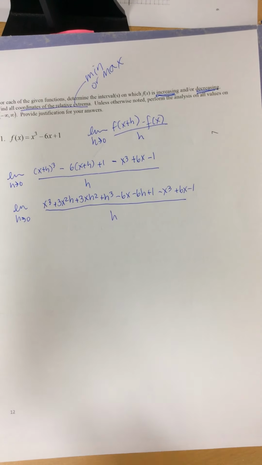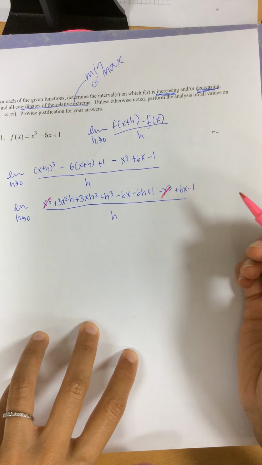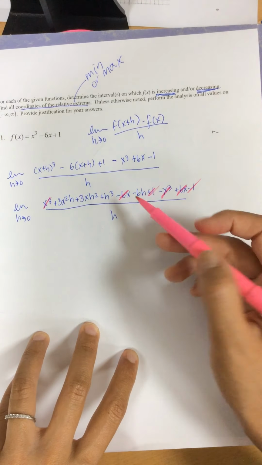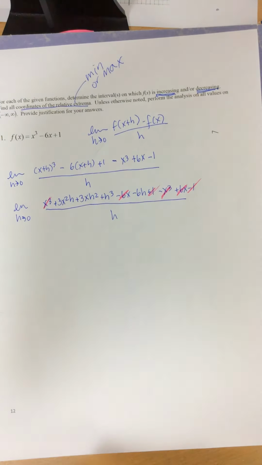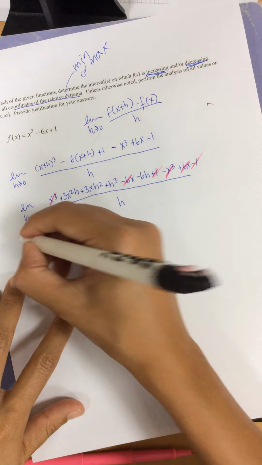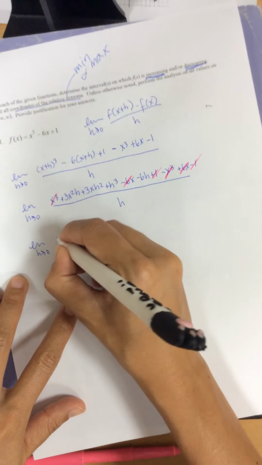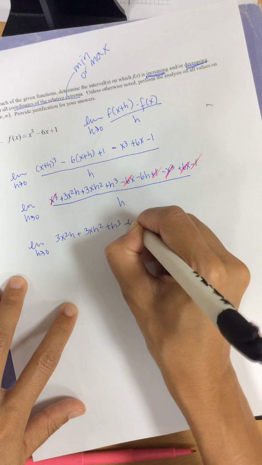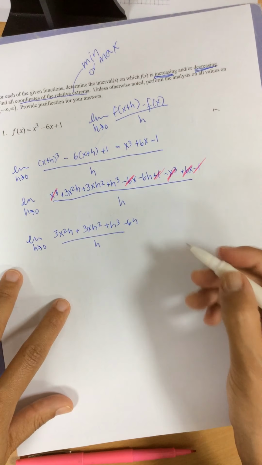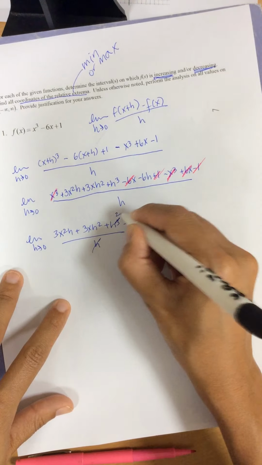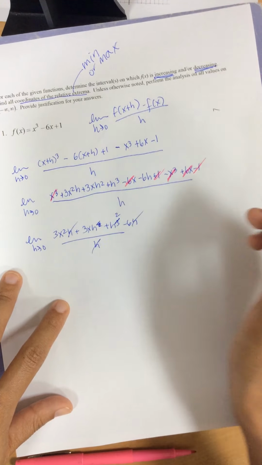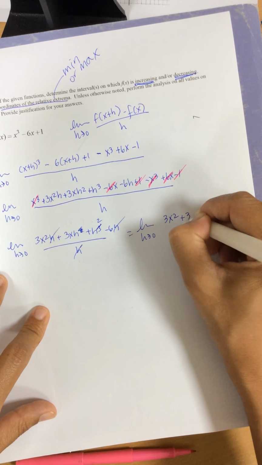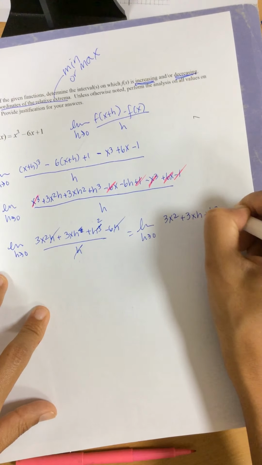Now let's see. Hopefully some of this cancels out. Yes, x cubed minus x cubed. Minus 6x plus 6x plus 1 minus 1. That's it. Okay. Now let's rewrite what we have. Now we can take out some of these h's. This becomes h squared, and this one, the h goes away. So the limit as h goes to 0 of 3x squared plus 3xh plus h squared minus 6.